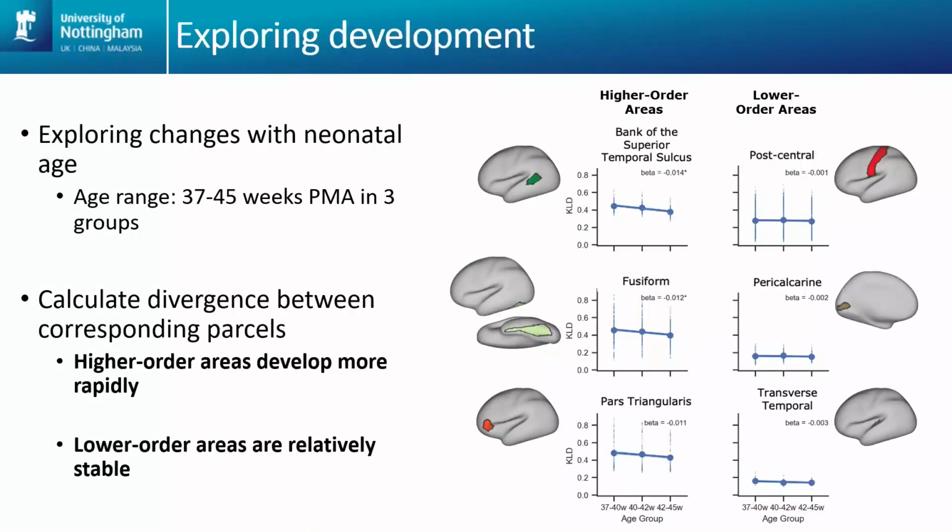As well as these ontogeny-phylogeny divergence maps and these explorations, we can also target our framework towards exploring neonatal development more closely. So here, we compare different groups of neonates at different stages of development to the adult as a reference brain. We compare parcel-wise divergence across age, and we see that in the higher order association areas, there is more rapid development at this stage of neonate development, whereas the lower order sensory areas are more stable.